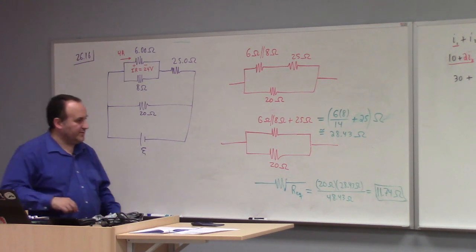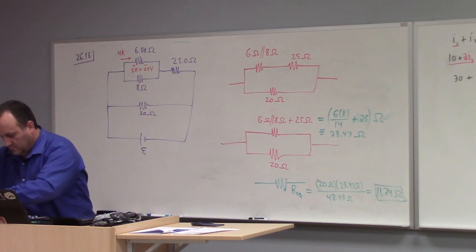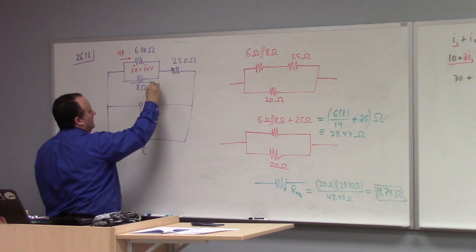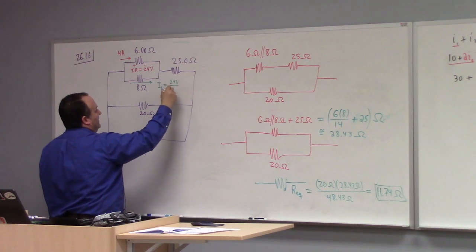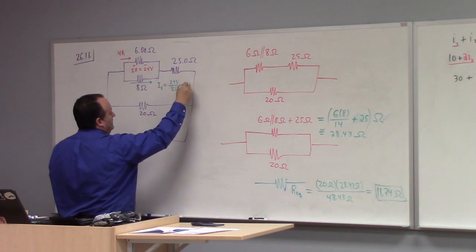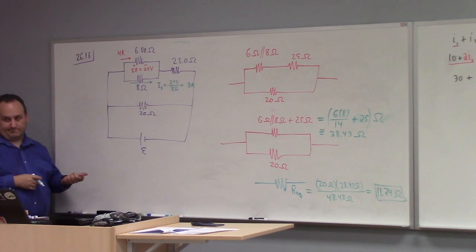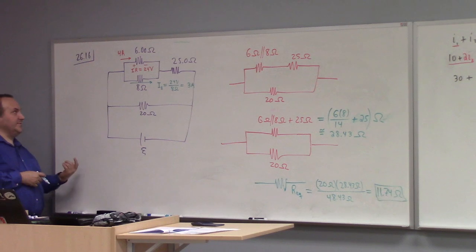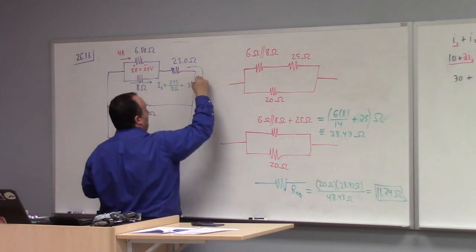Sorry, I'm trying to find a particular color. Where'd it go? So right here, we must have I through the 8 is going to be what? It's going to be 24 volts divided by my 8 ohms, right? Which is 3 amps. So I have 3 amps going through the 8 ohm. But then what happens? If I've got 3 amps going through the 8 ohm and I've got 4 amps going through the 6 ohm, there's 7 amps going through the... right.